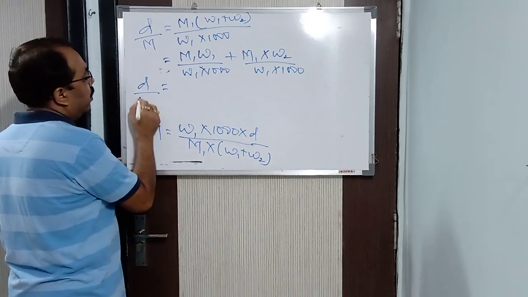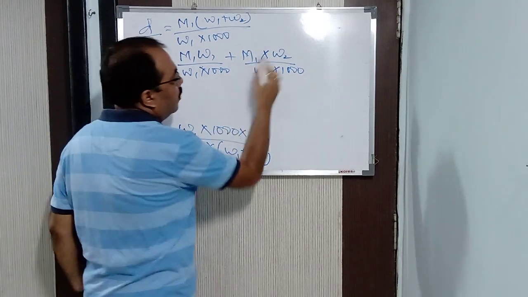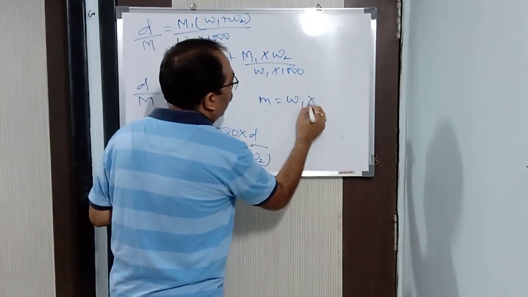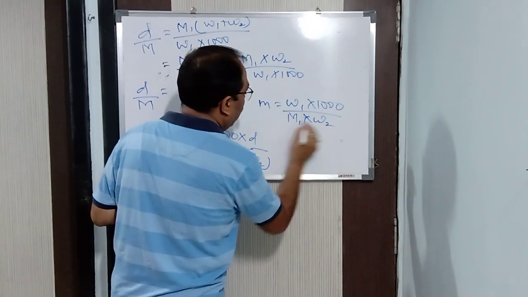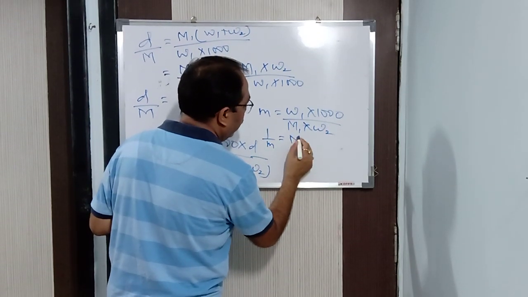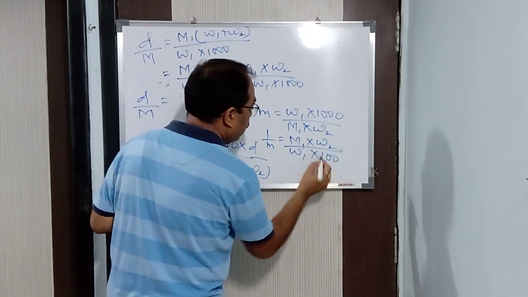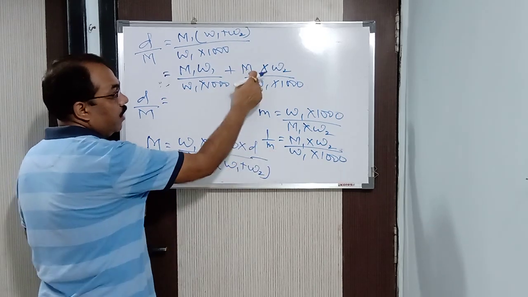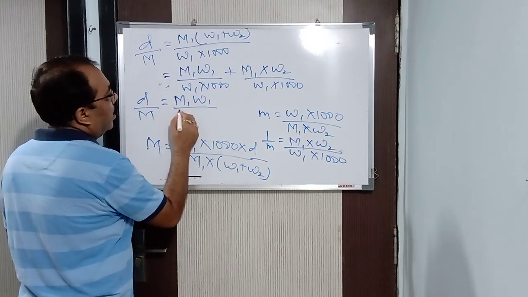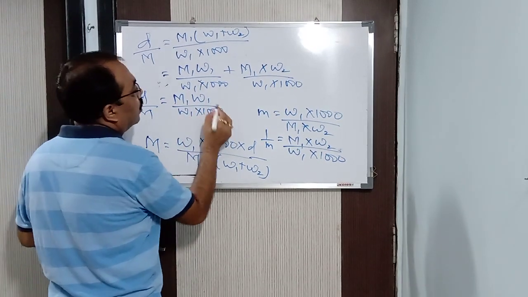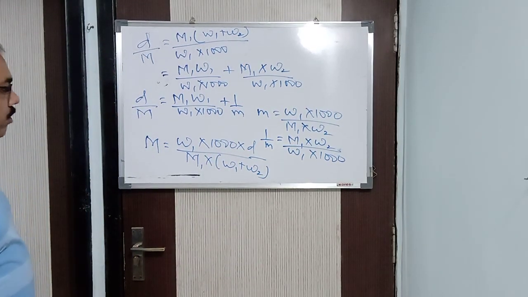Now here you see, whose formula is this? What is the formula of molality? Molality is nothing but W1 into 1000 by M1 into W2, isn't it? This is the formula of molality. If I say 1 by m, what will it be? Taking the reciprocal, it is M1 into W2 by W1 into 1000. So it is M1 W1 by W1 into 1000, plus 1 by m. Did we get this?